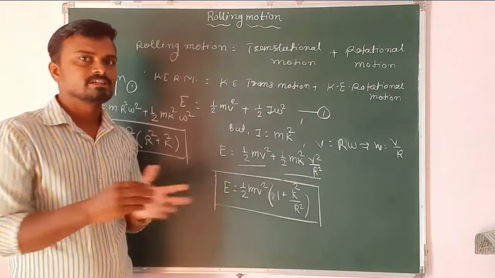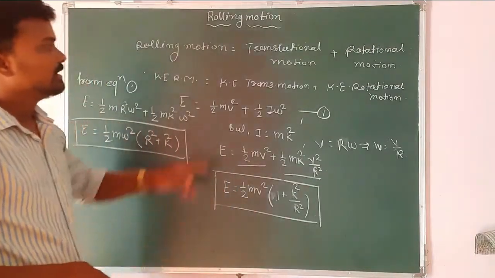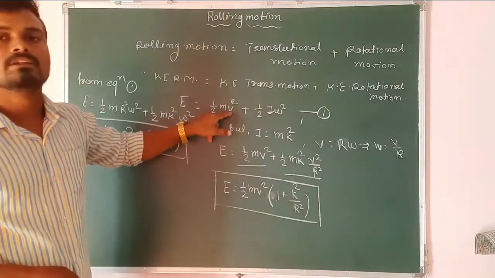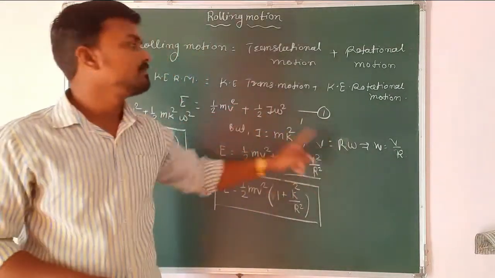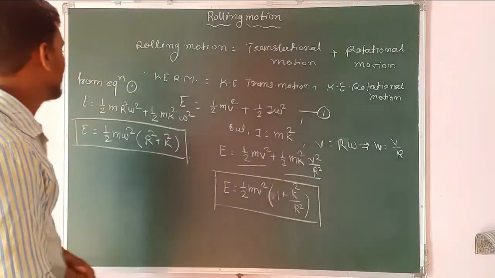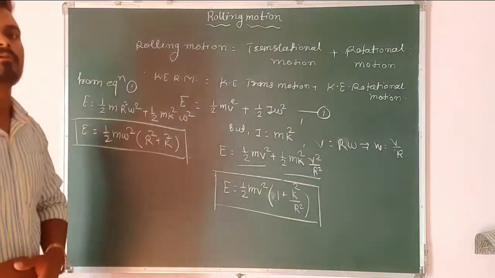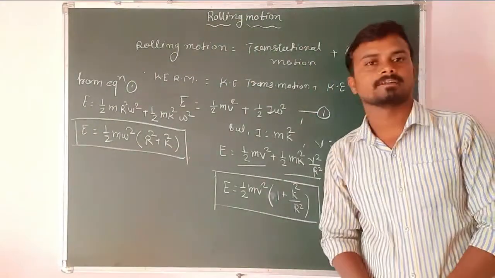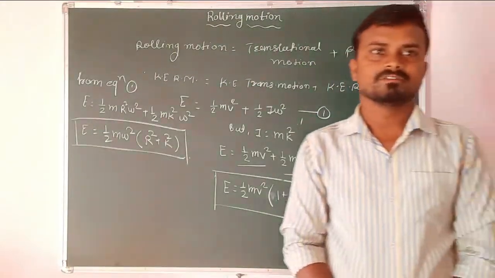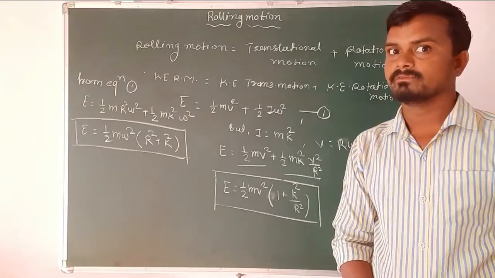We can obtain the same equation in terms of angular velocity also. For that, in equation 1, we have to put the value of v is equal to r omega. We can replace v by r omega, and by simplifying and taking common 1 by 2 m omega square, we get E is equal to 1 by 2 m omega square into r square plus k square. This is the equation for kinetic energy of rolling motion in terms of angular velocity.